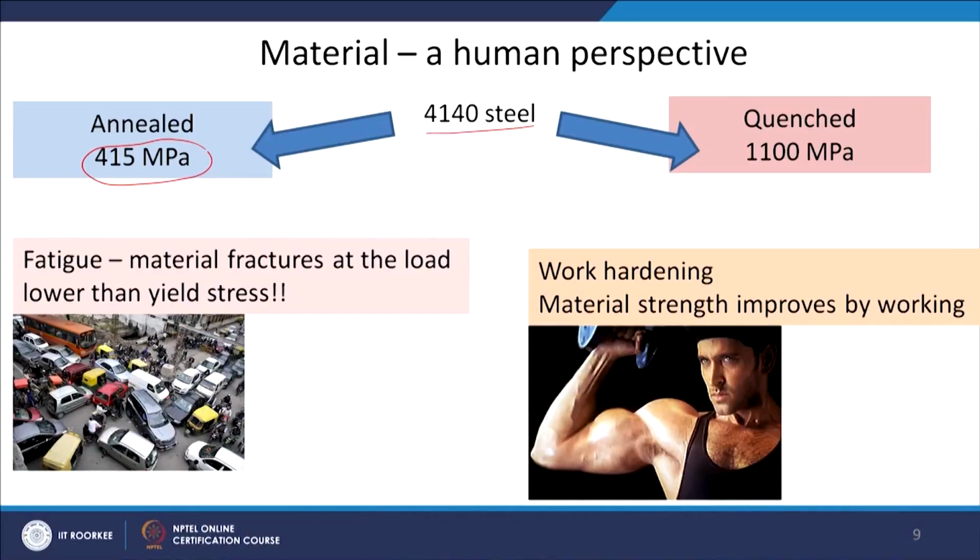Now you must be wondering why I am putting Hrithik Roshan here. I am taking it as an example of work hardening. This is one of the ways to increase the strength of a material by working on the material. If you take a small aluminum sheet and you hammer it, earlier you may be able to deform it very easily, but after hammering you will see that it is now very difficult to deform. Basically, you have done some working on the material.